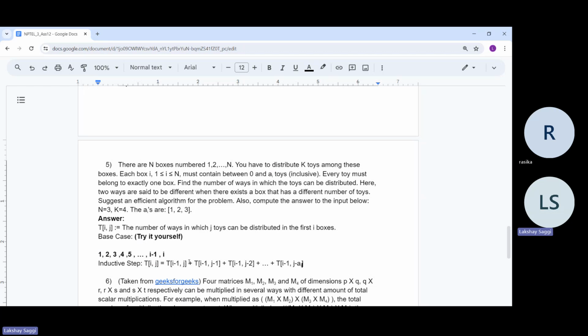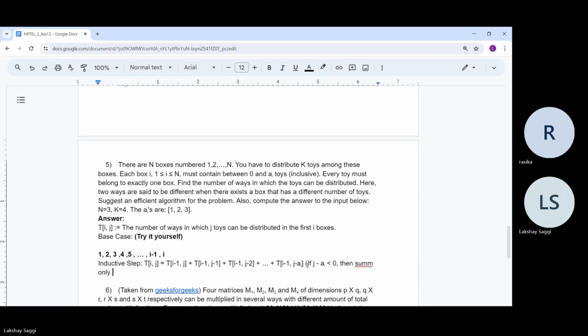So note that if j minus ai is negative, then we'll be only summing these up till this index reaches 0. Maybe I should write this. If j minus ai is less than 0, then sum only till t of i minus 1 comma 0, because we don't have negative coefficients, right?